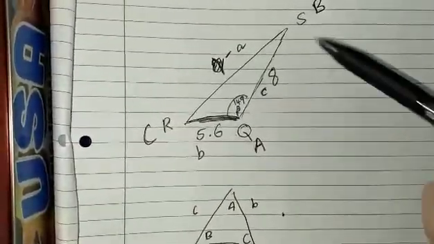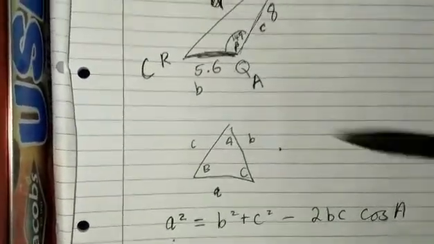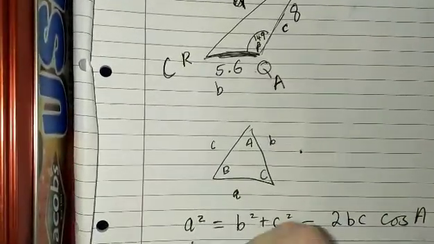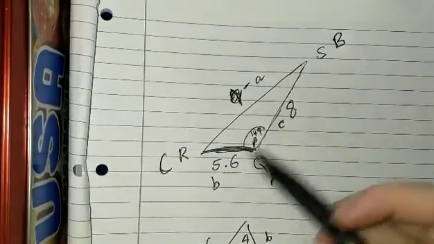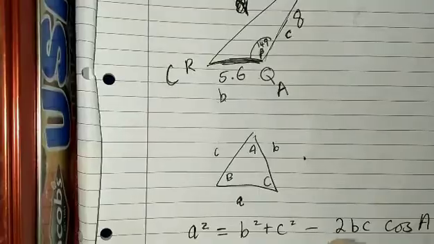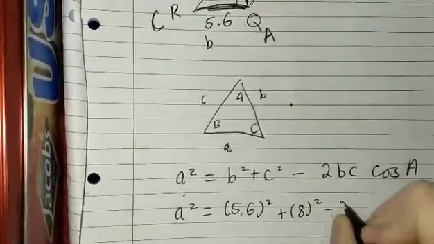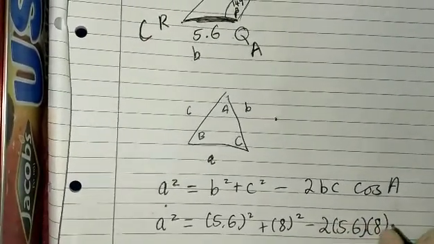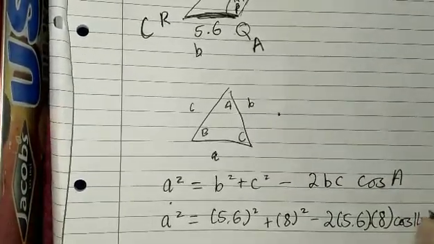So if we're going to be putting this as our angle that we know, we're going to have to put the side opposite it in front. So say A squared, and then we called our 2 other sides B and C, so A squared is equal to 5.6 squared, and then plus 8 squared minus 2, so B is 5.6 and C is 8, and then cos of A, which is 149.